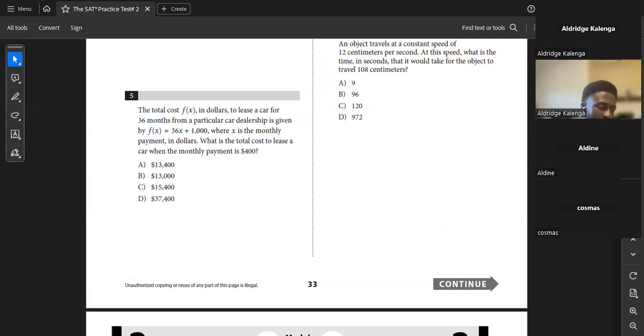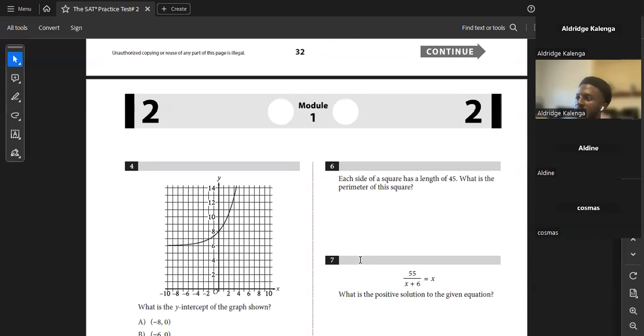So now we can move on to the next question. That's question 5, so we move on to question 6. It says each side of a square has a length of 45. What is the perimeter of the square? To be easy, guys.